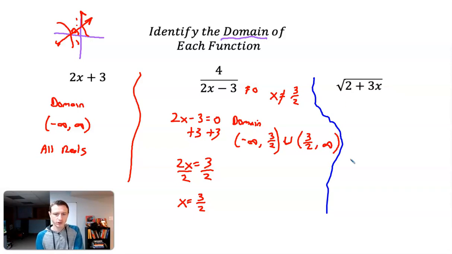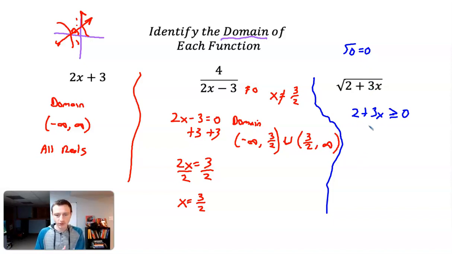Last one, square root of 2 plus 3x. So when we have a radical like this, what we can't have in a radical is negative numbers. So we can't take the square root of a negative. So that means that I have to take this radical, 2 plus 3x, and figure out for what x values it will be greater than or equal to 0. Because we could have 0. 0 is okay. The square root of 0 is 0.